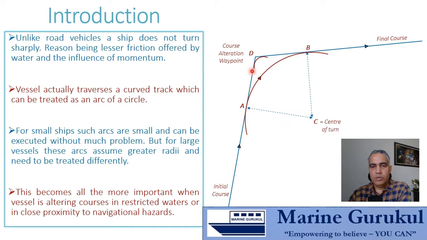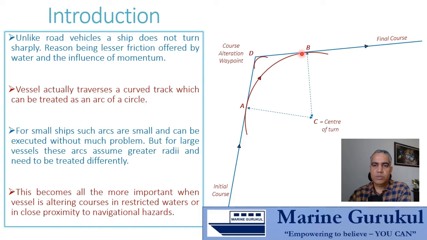Now for small ships, if you look carefully, the arc is not much far away from the straight line tracks. But as the size of the ship becomes bigger and bigger, the turning radius becomes bigger and bigger, these arcs are at a substantial distance from the straight line track. Now it is possible that the straight line track of the ship may be following or going through a safe path, a safe passage, but this curved path may be passing over a danger.